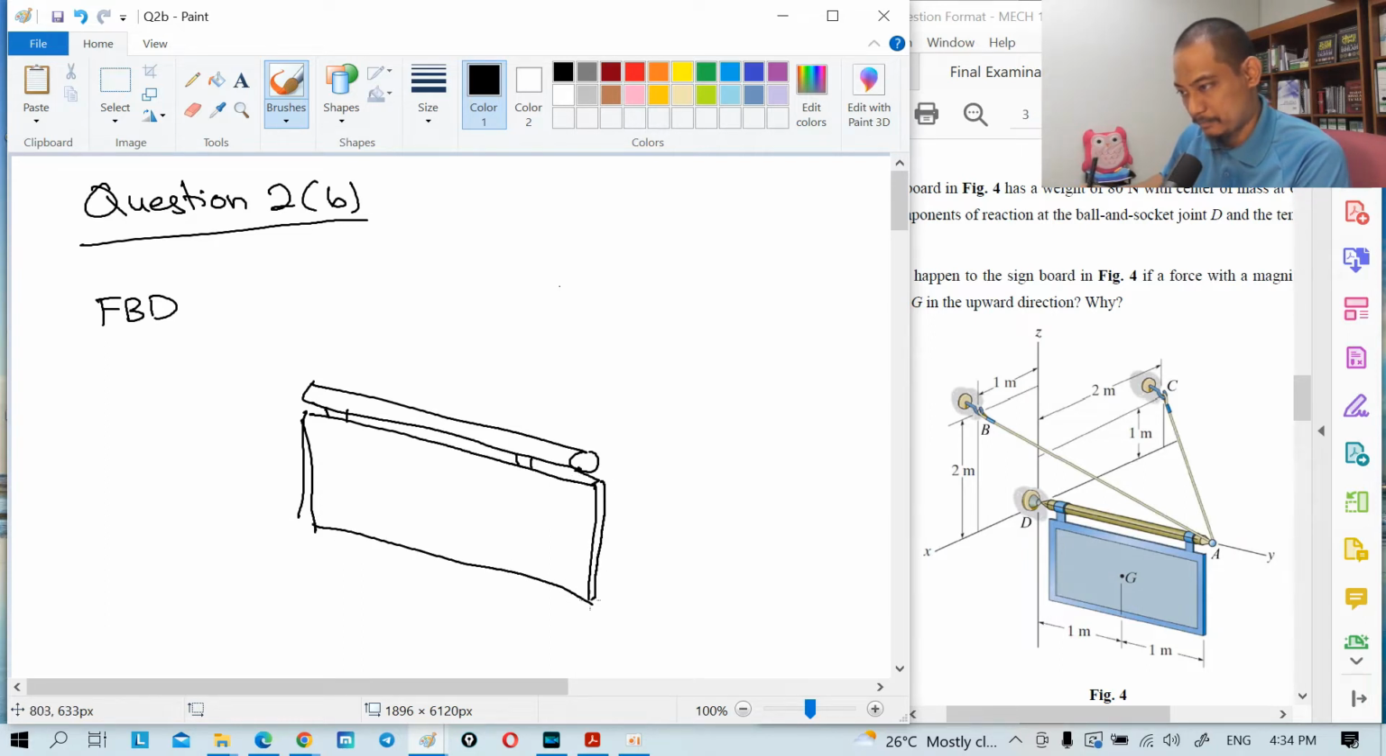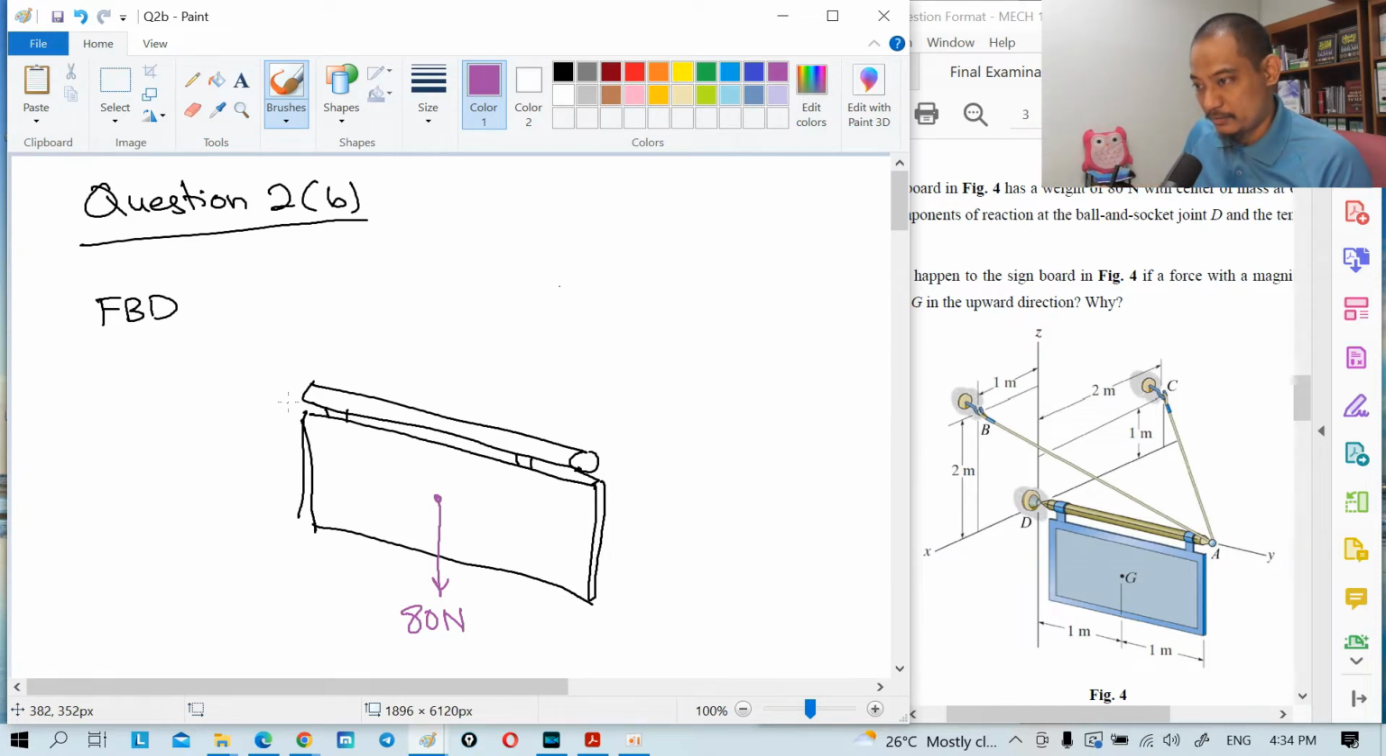Something like that, right? Okay. Should I put the force in a different color? Okay, so number one, we have the weight. The weight is going down, and the weight is 80 Newton. And then we have a ball and socket at point D. Ball and socket means it allows for rotation, it just prevents translation movement, right?